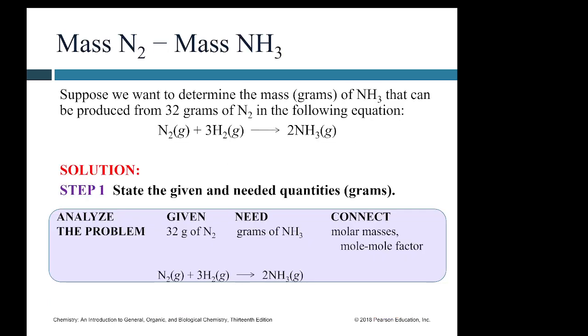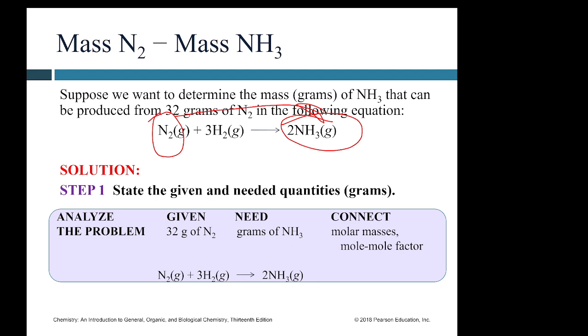Okay. So let's suppose we're determining the mass, which would be grams, of NH3 that can be produced from 32 grams of N2 in this equation right here. So we're trying to figure out the mass of product we would get, right? We have the mass right here. Can we just take that 32 grams and that's how much we get of this? No, that can't be true, right? Because we're gaining hydrogens. It has to actually be more mass, doesn't it?